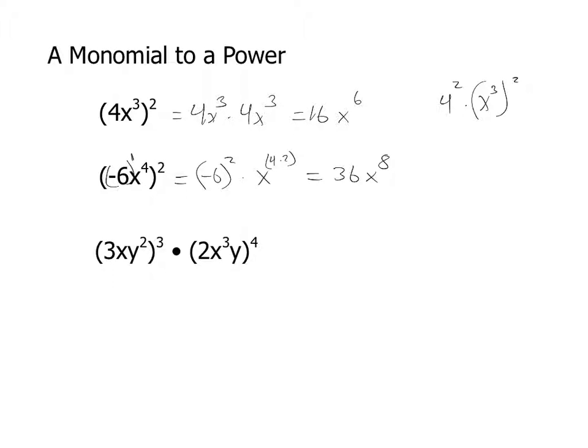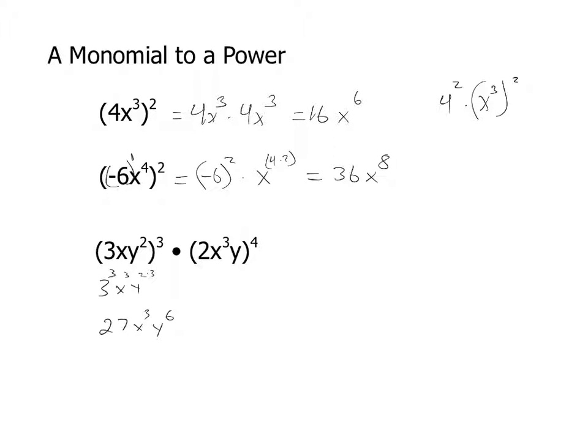Now, in a combined problem like this, let's do them one step at a time. So first I'm going to think that I need to do 3 to the third, x to the third, and then y squared to the third. So let's see, 3 to the third is 3 times 3 times 3, which is 27. X to the third, y to the sixth.